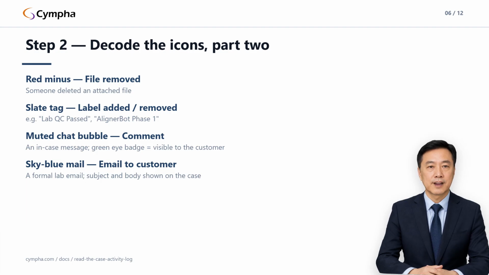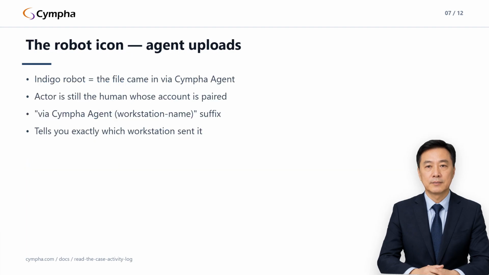The log isn't paginated, and there's no in-page search box. And for a typical case, it doesn't need one. The scroll is short enough that a visual scan works. But when you're chasing one specific thing, scan by icon. Looking for a particular file? Find the upload icons, Amber or the Indigo robot, and read off the file names. Looking for when a status changed? The blue arrows jump out, and the from in a summary gives you the transition.